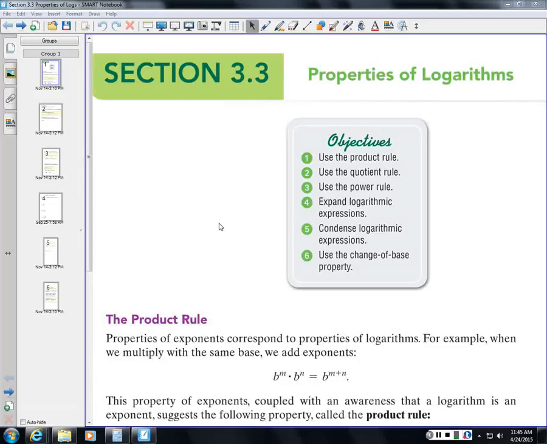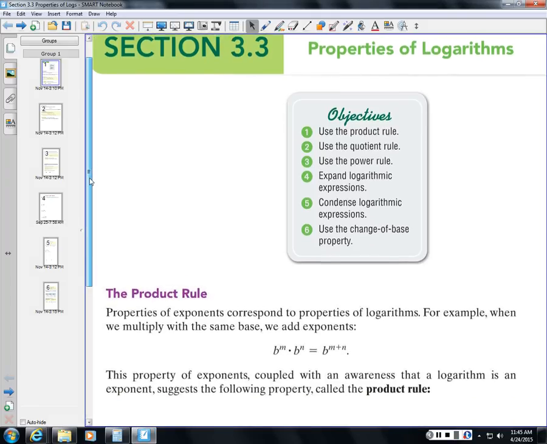Just like we have with exponents, we have properties of exponents, and we also have properties of logs. So through this section, we're going to cover, starting with just the first one, the product rule of logs.